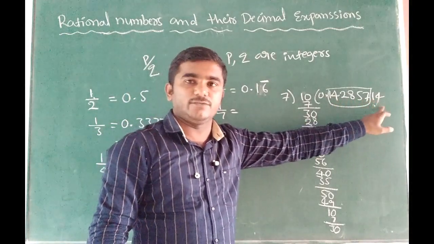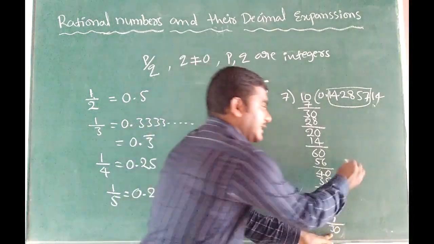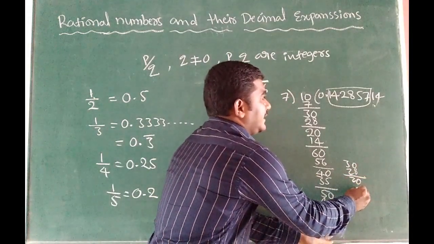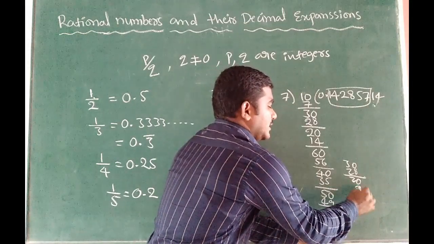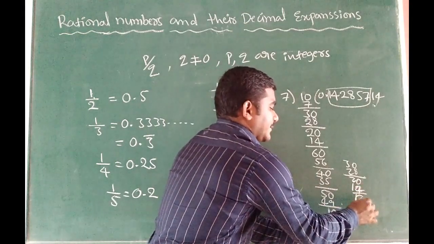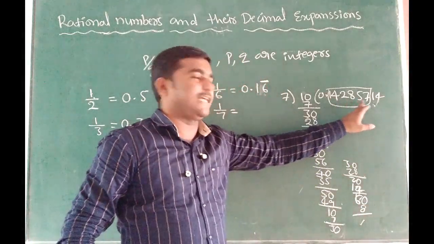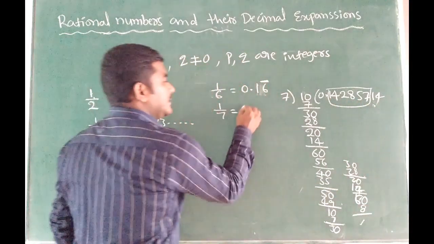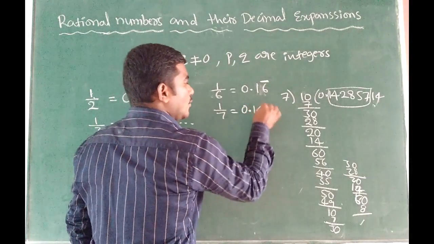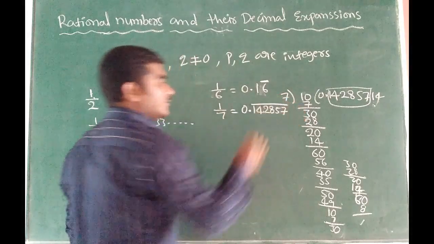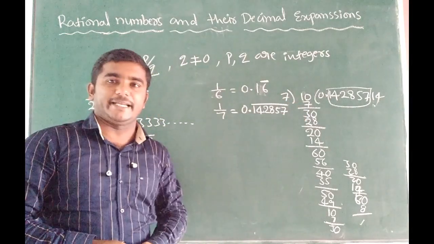0.142857. Again 1 4. Next see here 30. 7 4s are 28. Again 20. Means what again? 7 2s are 14. How much is it? 6. Okay, again 7 8s are 56. Again you are getting the same 1 4 2 8 5 7. So what is the answer here? 0.142857. This 142857 is repeating.